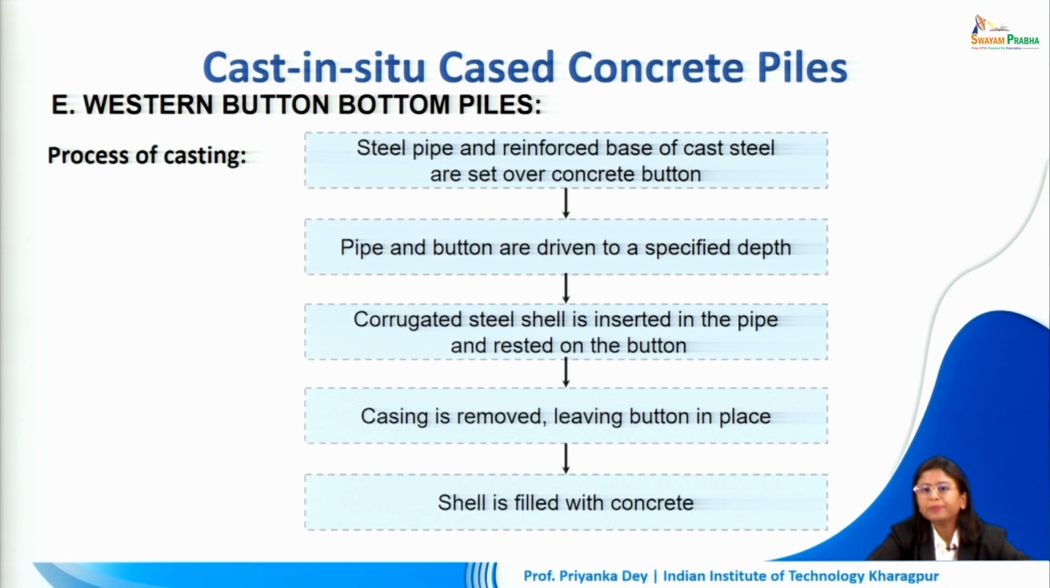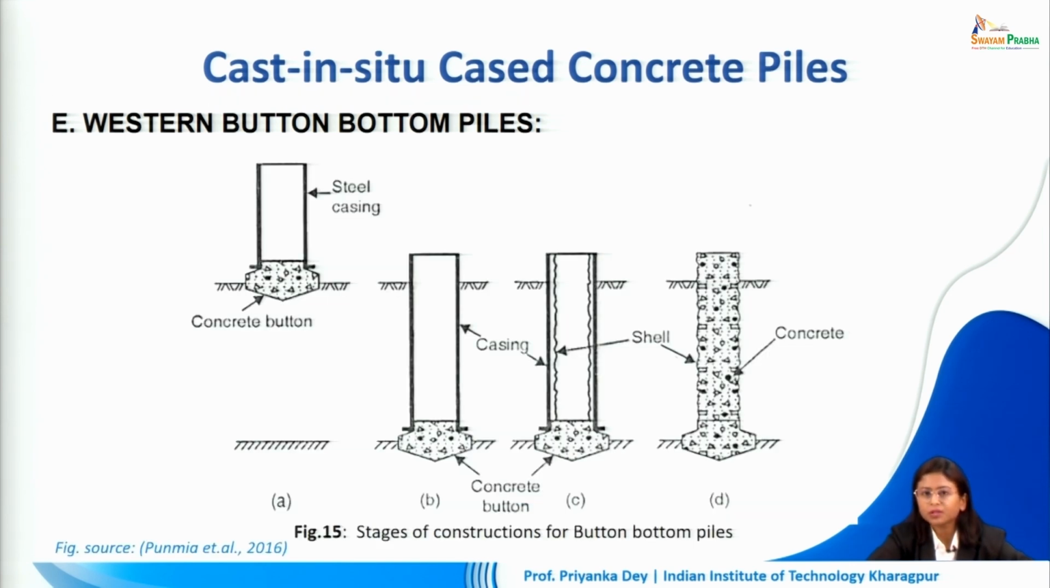So the steel pipe and reinforcement base of cast steel are set over the concrete button. The pipe and the button are driven into a specific depth. The corrugated steel shell is inserted in the pipe and it rests on the button. The casing is then removed. Of course, the button remains in its place fixed. Then the shell is filled with concrete. So this is what the process will look like. The shell is inserted, the button is at the bottom anchored, and then the shell is filled with concrete.